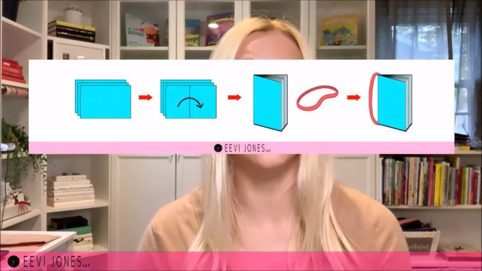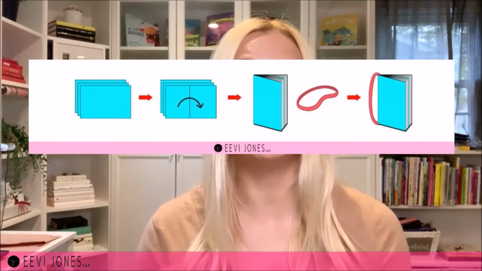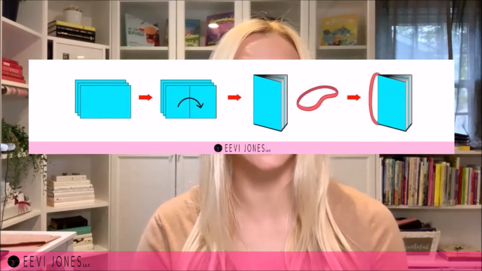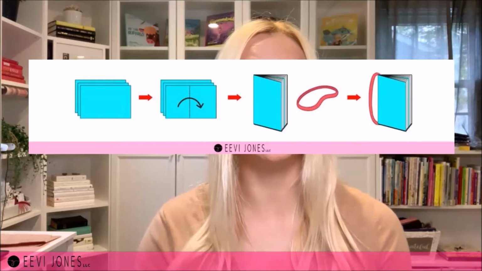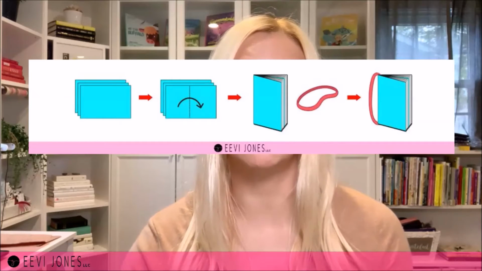When I wrote my very first children's book over a decade ago, I created an actual physical mock-up, and all I did here was I took 10 to 15 pages, folded the stack in half to create a book, and placed a rubber band in the middle to hold the pieces of paper together.